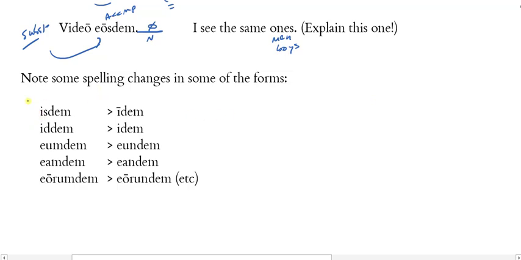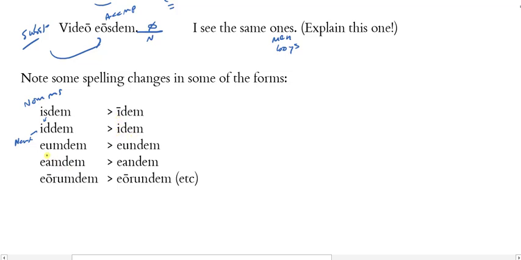Is, nominative masculine singular, with dem. There's a problem with the S before the dental D, and the S drops out before the dental. But I get a long I as compensation for the loss of this consonant. So I get eedem instead of isdem, okay, because S is missing. All right. Now, this one is neuter, nominative singular. It's iddem, and we just simply drop one of the D's here. Okay, simplification of the consonants, idem. And so eedem versus idem is the masculine versus the neuter nominative.